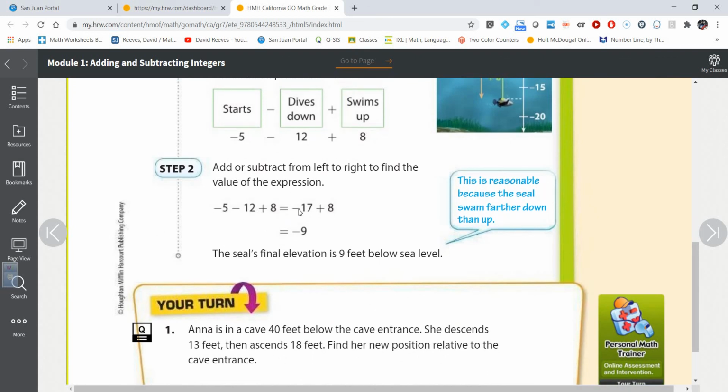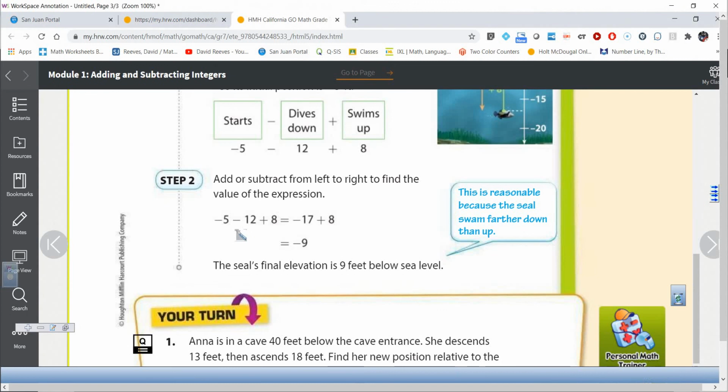And we get 17 negatives, right? They didn't show that here. Again, I'm going to put plus -12. All right, and -5 plus -12, that's where we get the -17. And then we have -17 plus 8. And remember, when you have a positive and a negative, you have to ask yourself, which one do I have more of? Do I have more negatives or more positives? I have more negatives, which means it has the greater absolute value. And then how many more do I have? I do 17 minus 8, and 17 minus 8 is 9. So the seal's final elevation, because it's negative, is 9 feet below sea level.